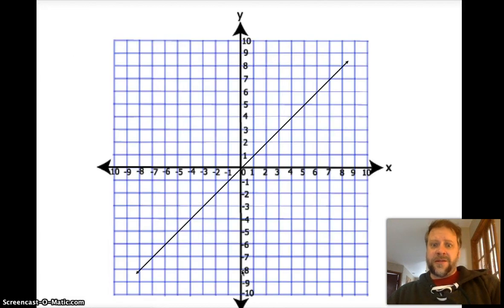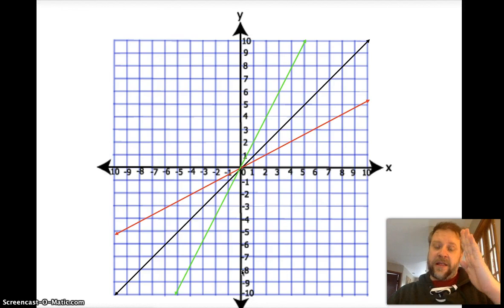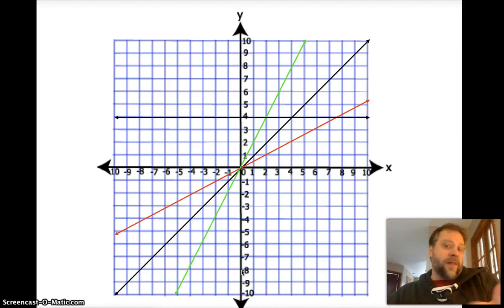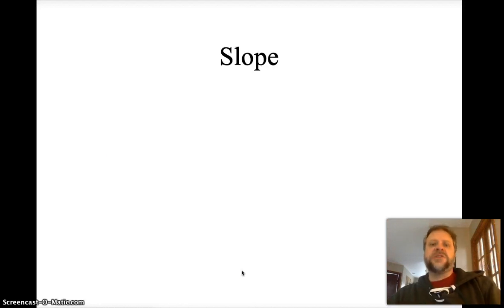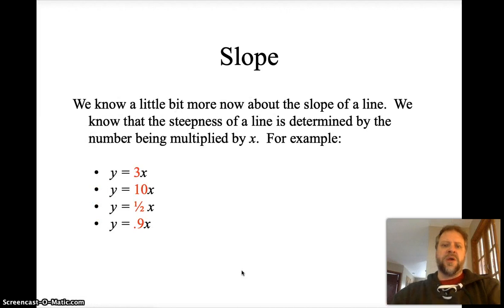So let's look at an example. That's a pretty medium slope. That's kind of in between. If I look at that, that's a shallower slope. And if I look at that, that's a much steeper slope. So where does this slope come from? And that one has no slope. It's just flat. So let's talk about it. Where do we get slope from?